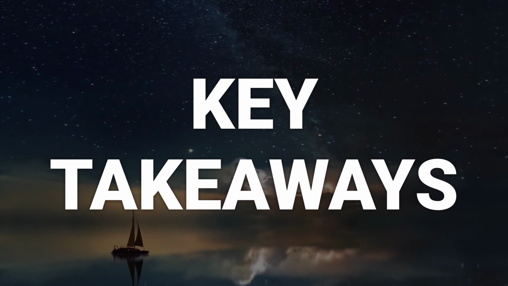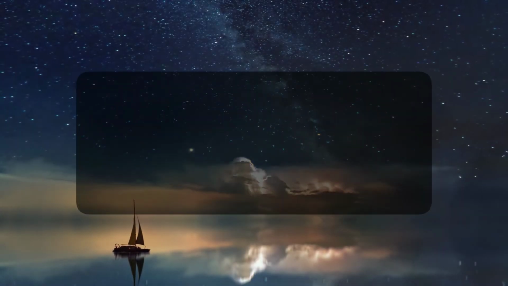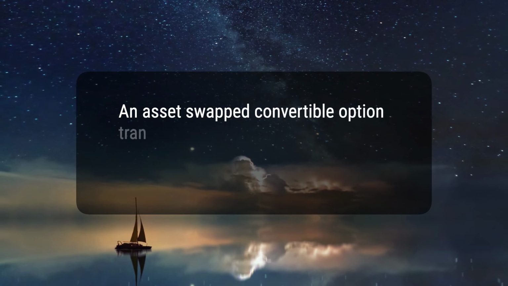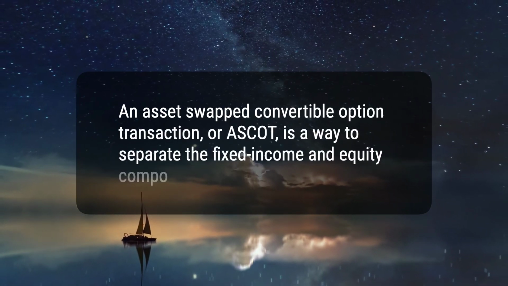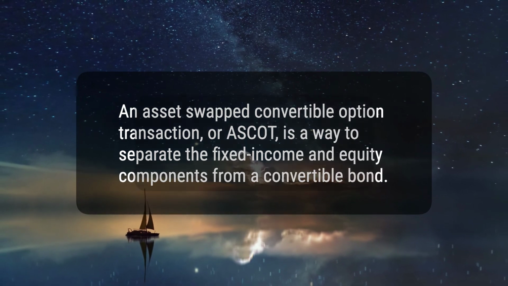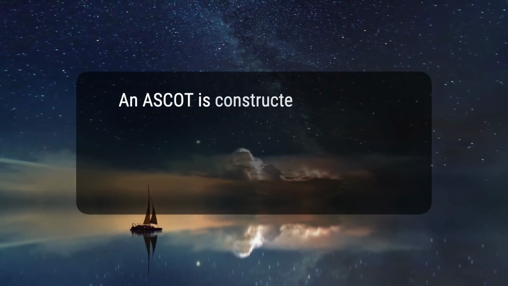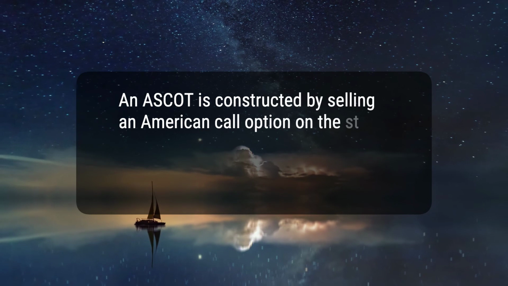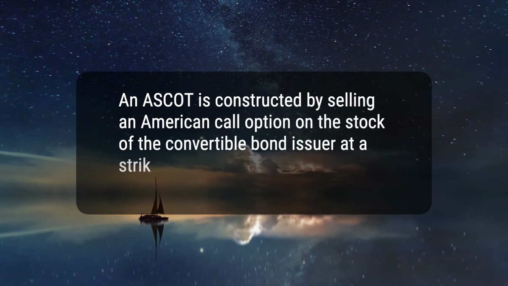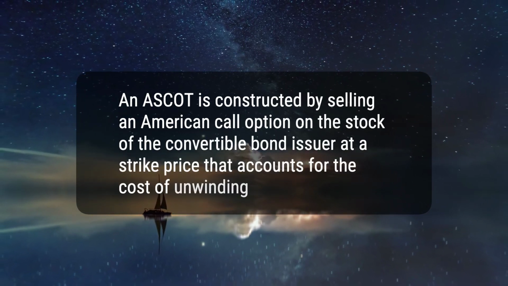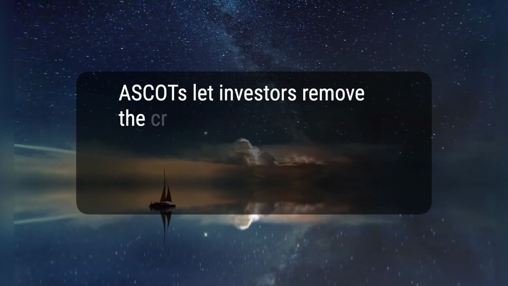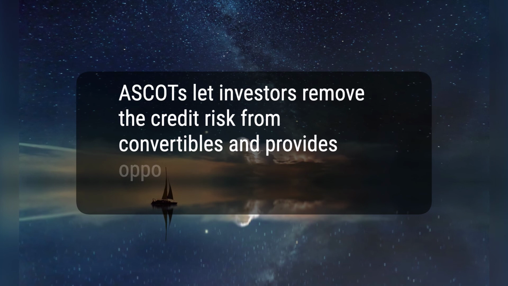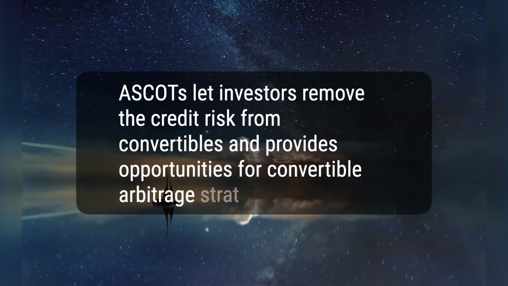Here are three key takeaways. 1. An asset-swapped convertible option transaction, or ASCOT, is a way to separate the fixed income and equity components from a convertible bond. 2. An ASCOT is constructed by selling an American call option on the stock of the convertible bond issuer at a strike price that accounts for the cost of unwinding the strategy. 3. ASCOTs let investors remove the credit risk from convertibles and provide opportunities for convertible arbitrage strategies.